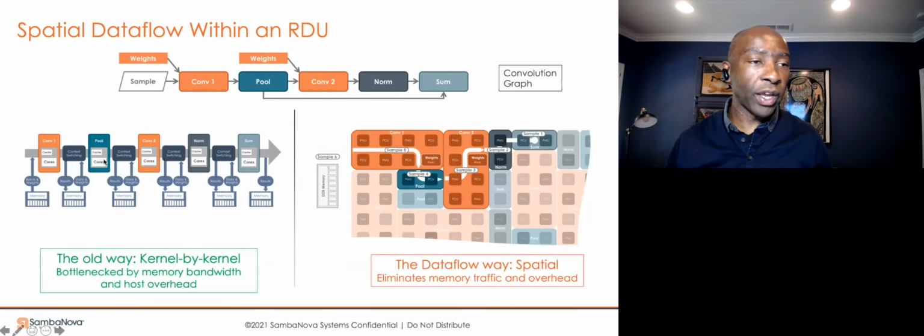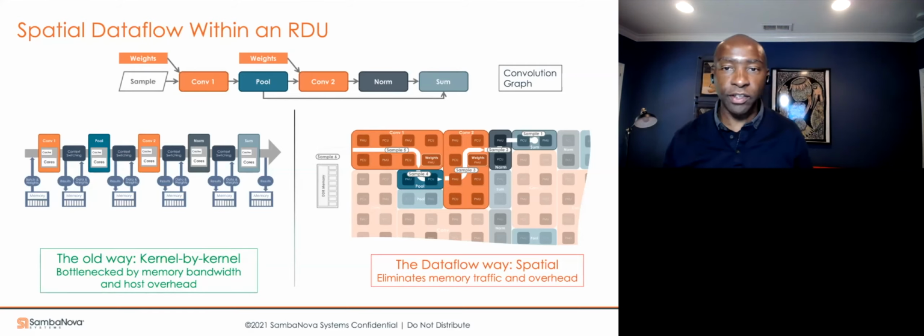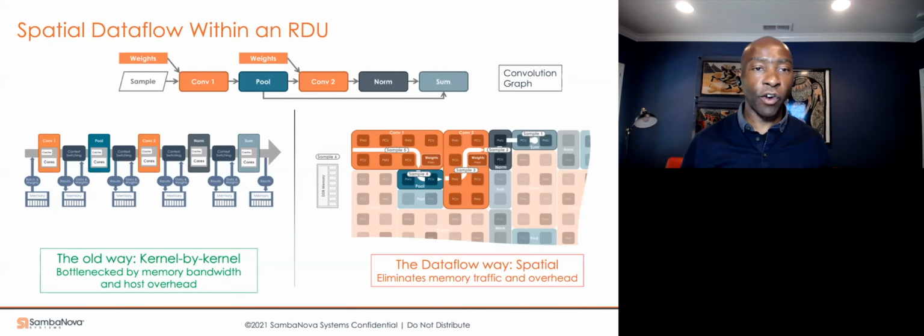And so what you get, of course, is the need for lots of off-chip memory bandwidth and the overhead of initiating the kernels. And so in the data flow spatial way, we lay the compute units out in space, and we move the data very efficiently from one kernel to the next, removing the need for off-chip memory access. And as we'll see, keeping the computational units busy all the time for much higher utilization, right?